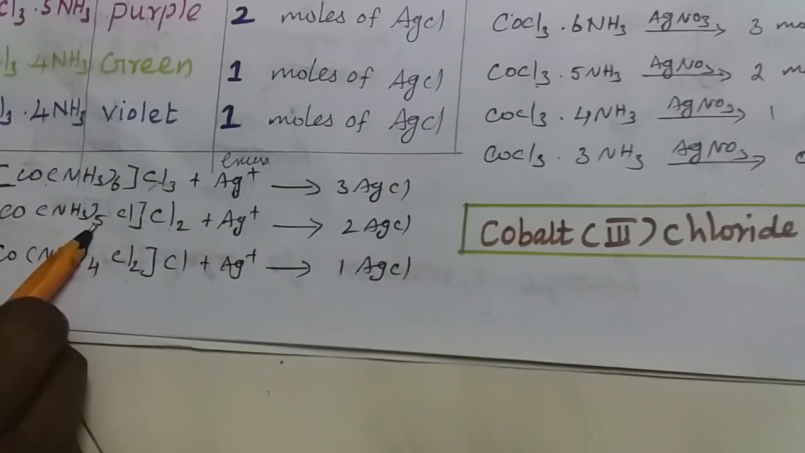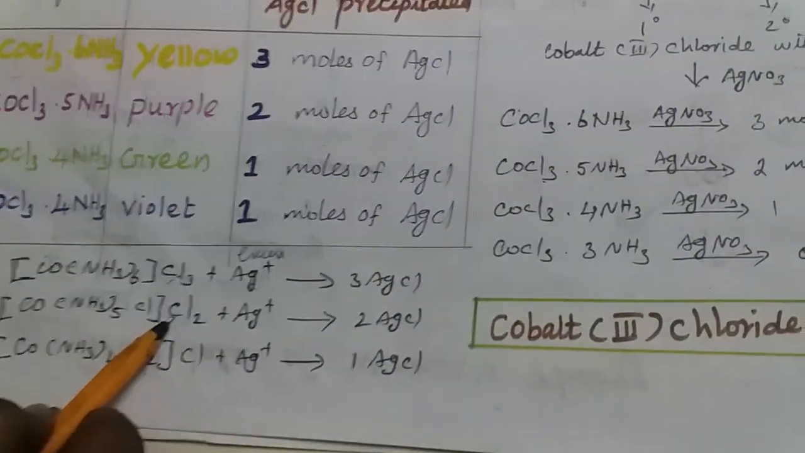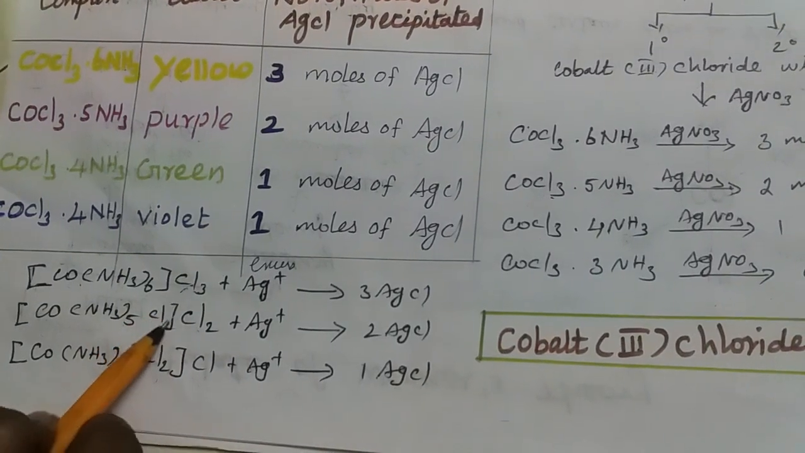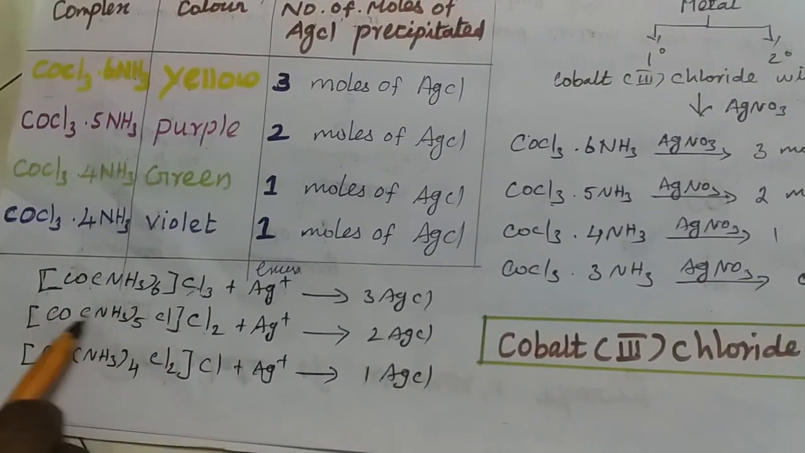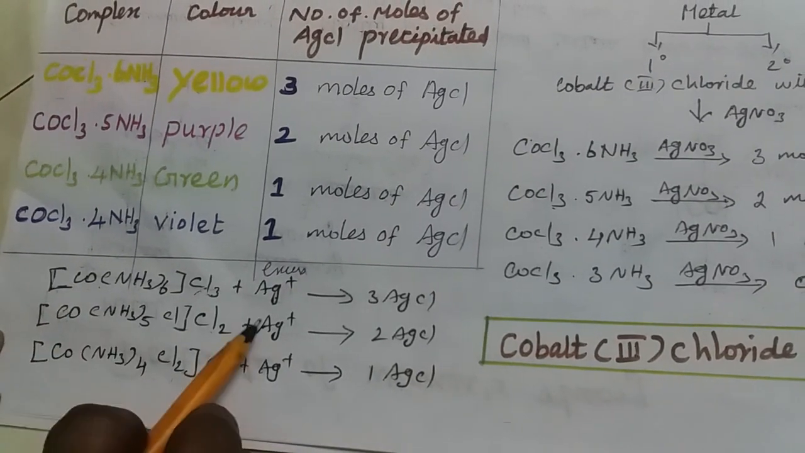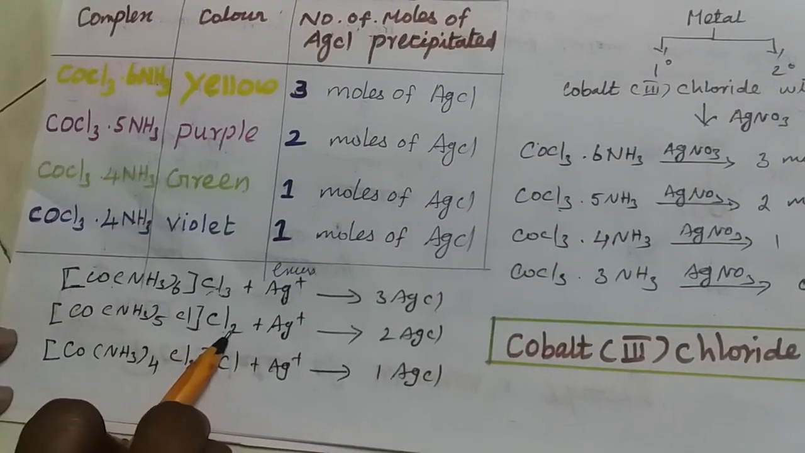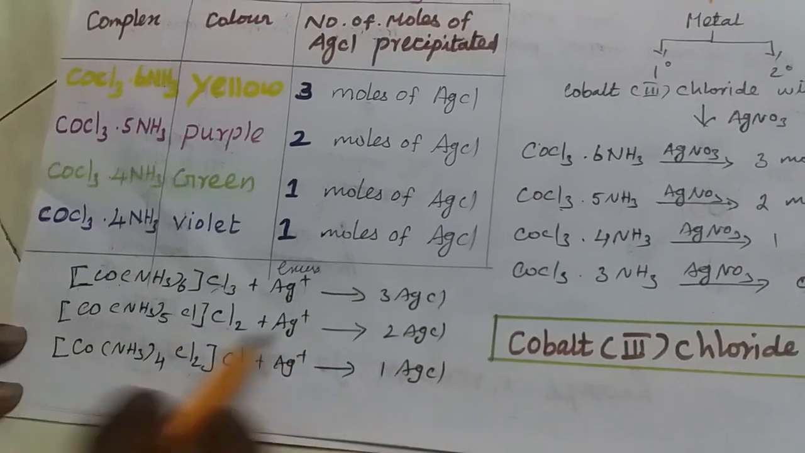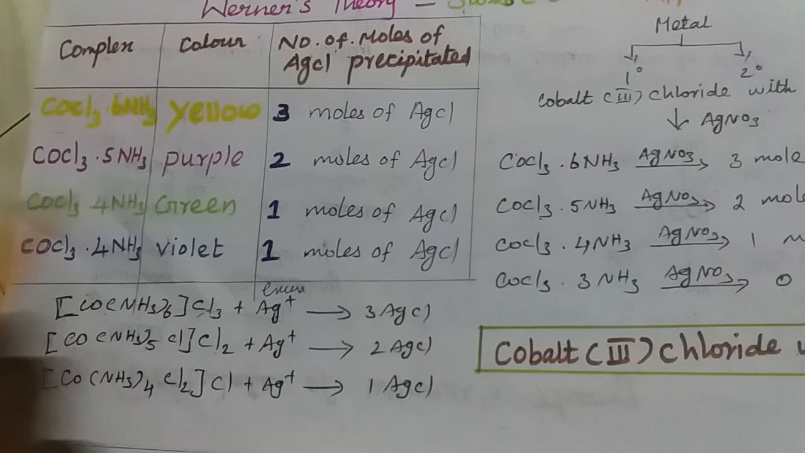Co(NH3)5Cl, and here 1 Cl comes inside the complex, satisfied by cobalt plus 6. The other 2 Cl react with Ag to give 2 AgCl. The color changes to purple.